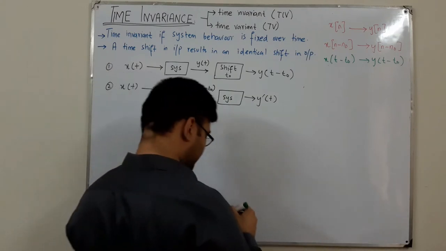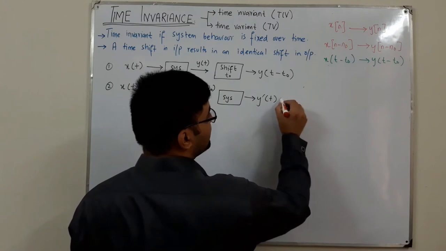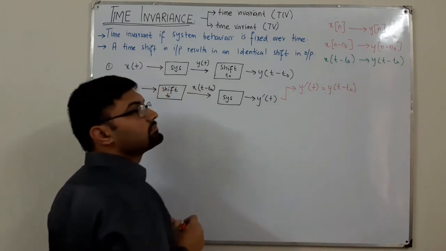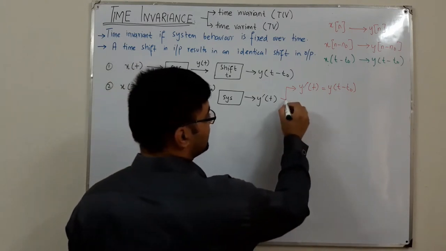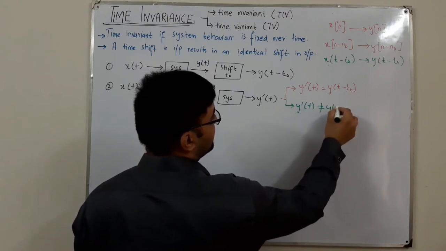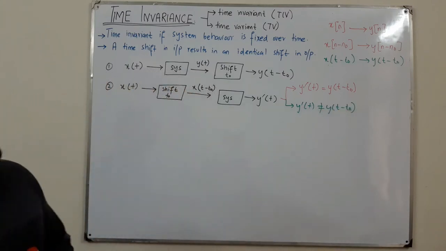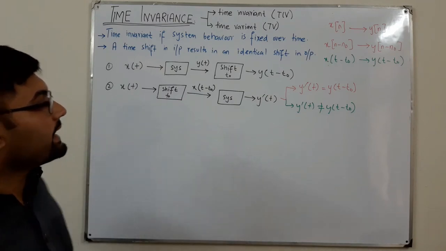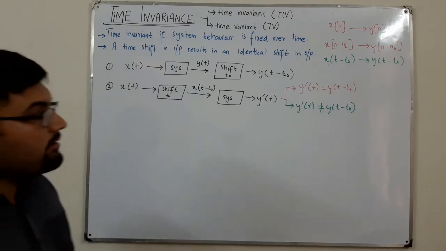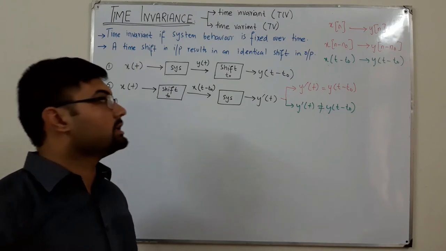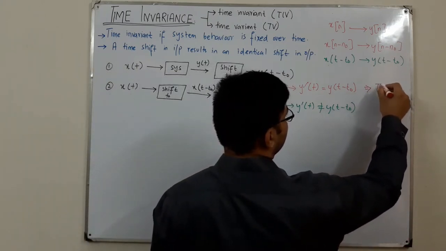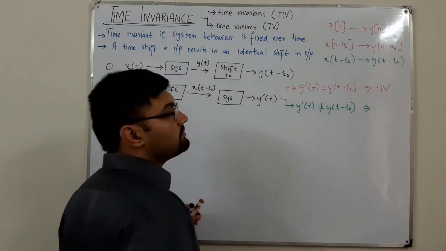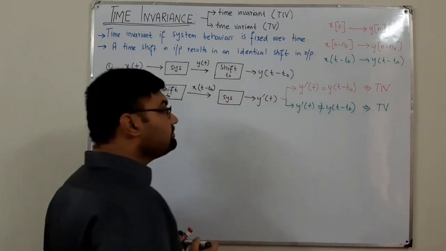The first possibility is that this y dash of t could be equal to y of t minus t naught. And the second possibility is that this y dash of t will not be equal to y of t minus t naught. Y of t minus t naught is the original output shifted by an amount, for the original input. And y dash of t is the output for the shifted version of your input. So if y dash of t is equal to y of t minus t naught, you say that this is a time invariant system. Whereas if this shifted y dash of t is not equal to y of t minus t naught, you say that this is a time variant system.